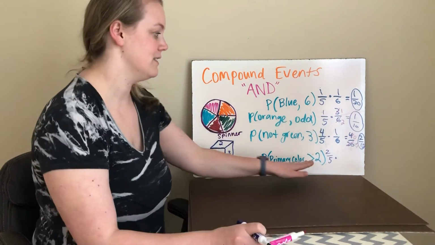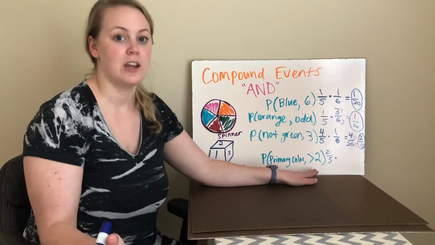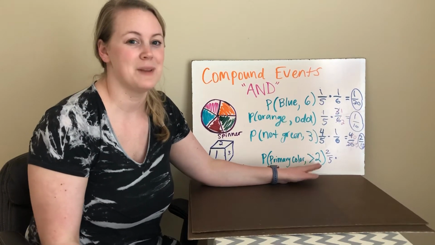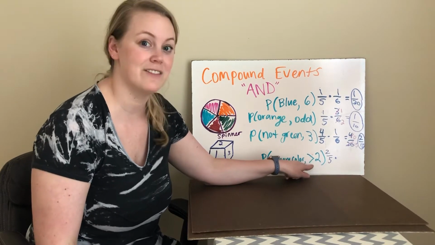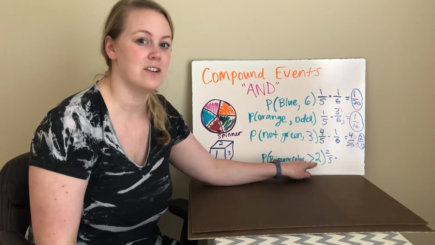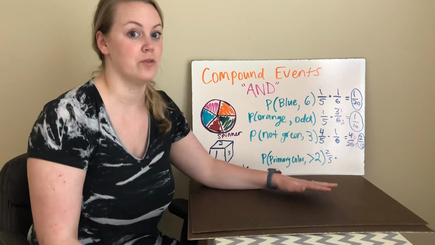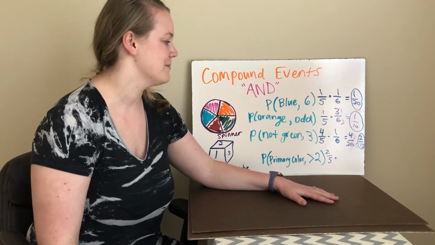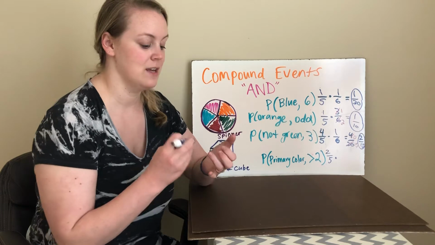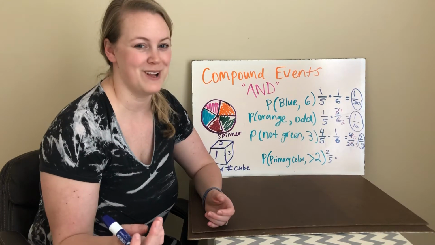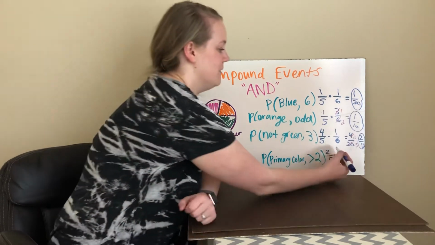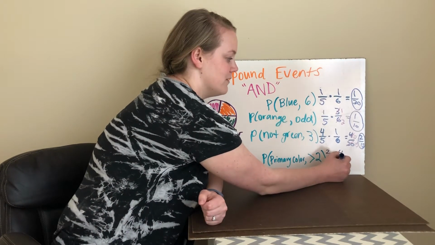Times, our next event is greater than 2. Now you do need to know the symbol does not mean greater than or equal to. So we're not counting 2. It doesn't have a line underneath. If it had a line underneath, you'd count the 2, but we want greater than 2. So that means we're going to count 3, 4, 5, 6. So there are 4 numbers on the number cube that are greater than 2, 4 of them out of 6.